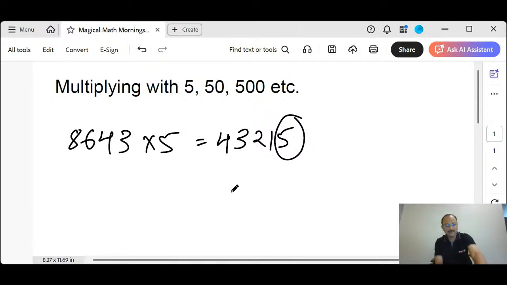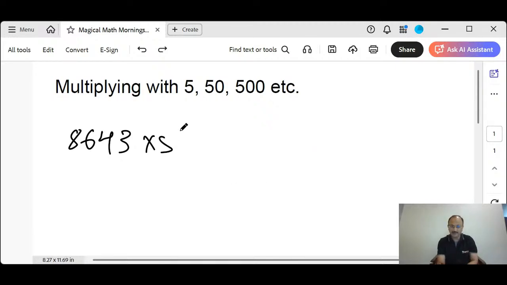Yes, very nice. Now let us extend the same thing. Instead of multiplying by 5, if I want to multiply by 50, 8643 into 50 is equal to 4 3 2 1 5 0, correct? Yes. Let's try this one with some smaller numbers. Suppose you want to do 297 into 500.